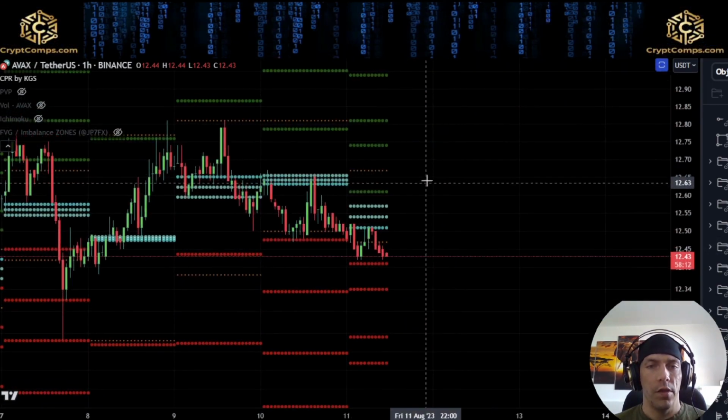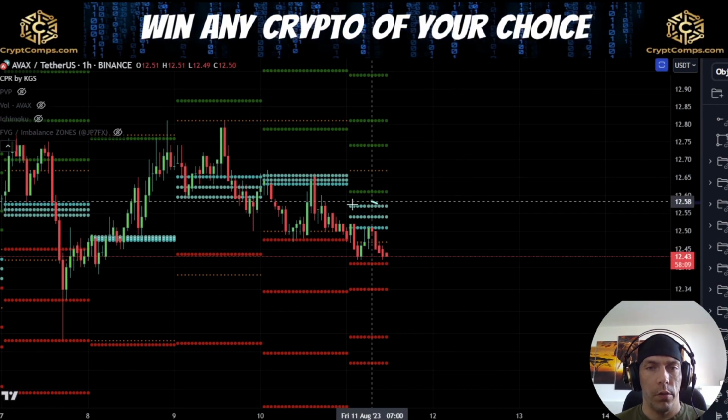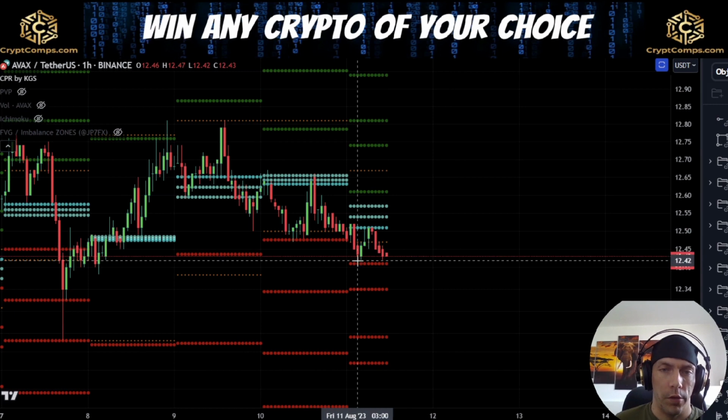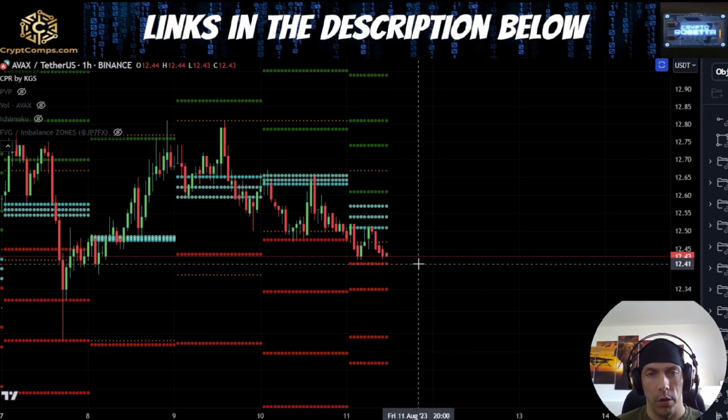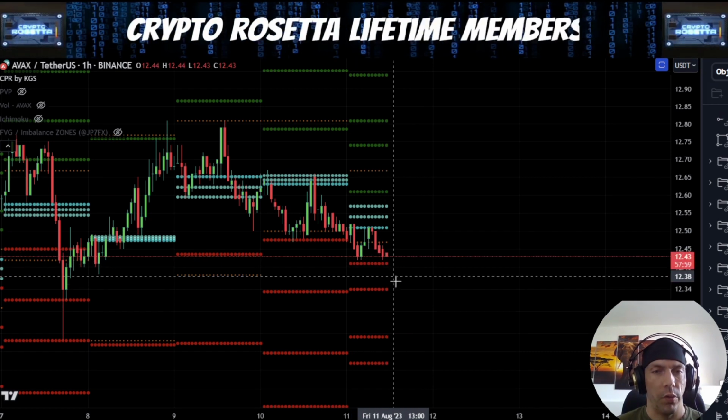Having a look at the daily CPR lines, what we can see is that we have currently rejected off of our central lines. Now, if we continue to reject off this zone, the likelihood is that we are going to come down and test this S1 line here at 1241, which is not very far from where we are.